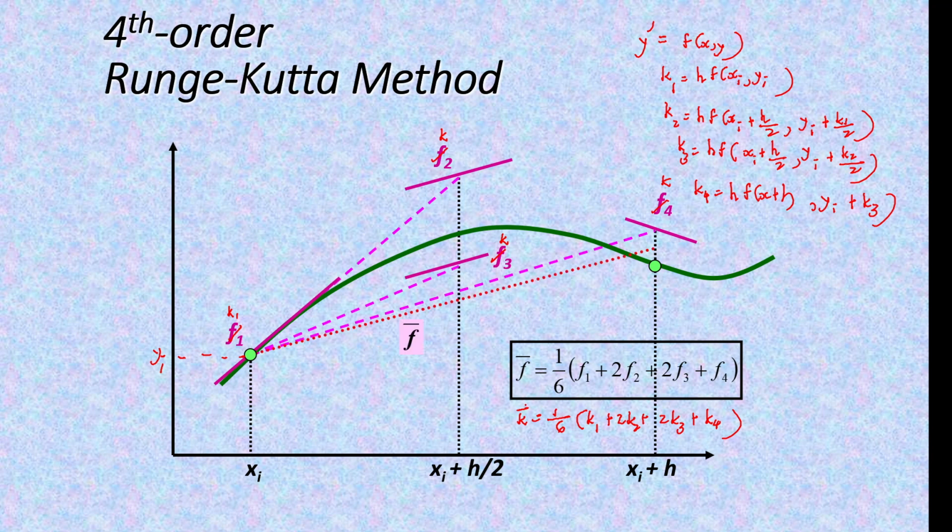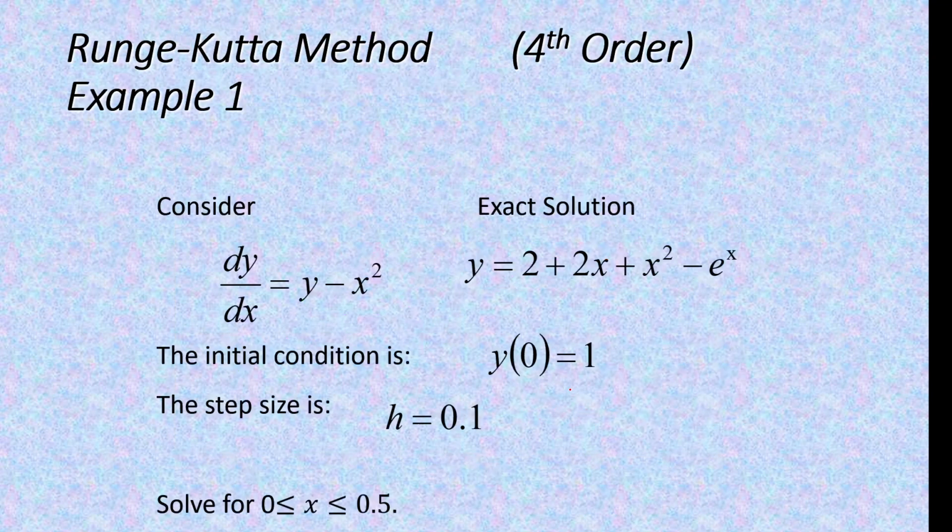Your average K is actually, because the coefficients are K1 one time, K2 two times, K3 two times, K4 one time, the total is 6, so divide by 6. So this is the graphical view of the fourth order Runge-Kutta method.